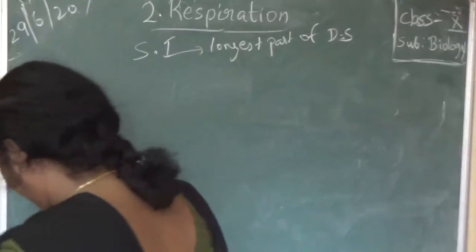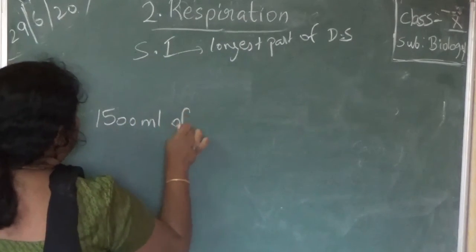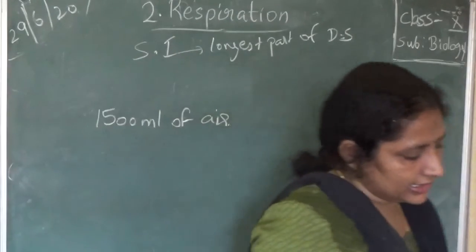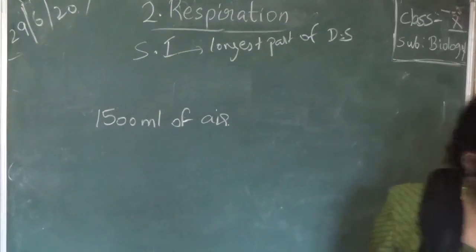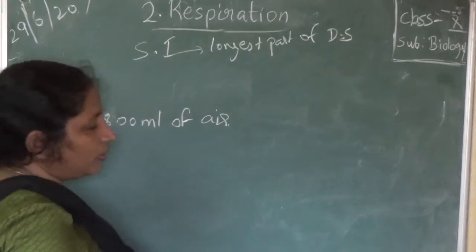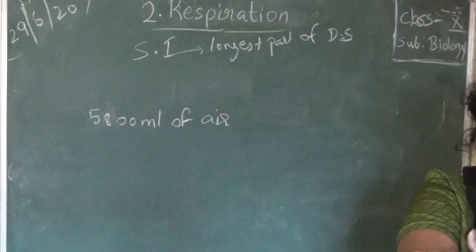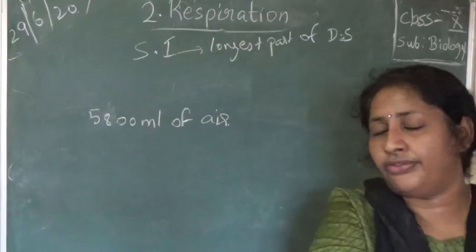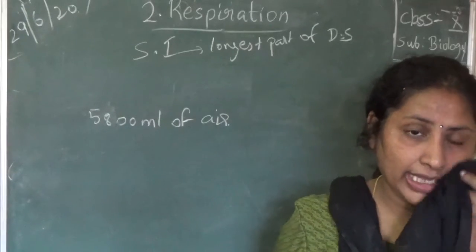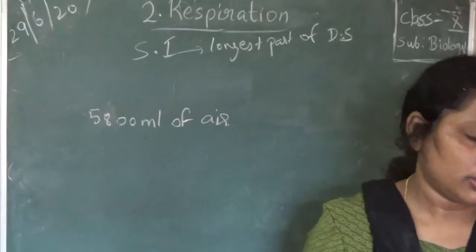Okay, the total lung capacity is almost 1500 ml of air. Sorry, not 1500, it is 5800. The total lung capacity is almost 5000 ml of air. If we can take almost 5000 ml of air in our lungs, our lungs can accommodate this much air.